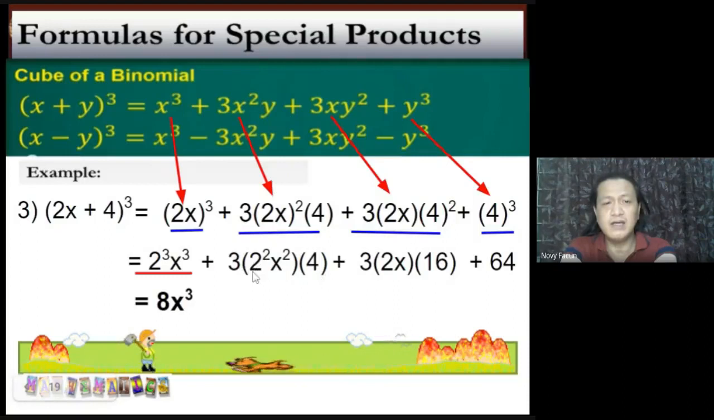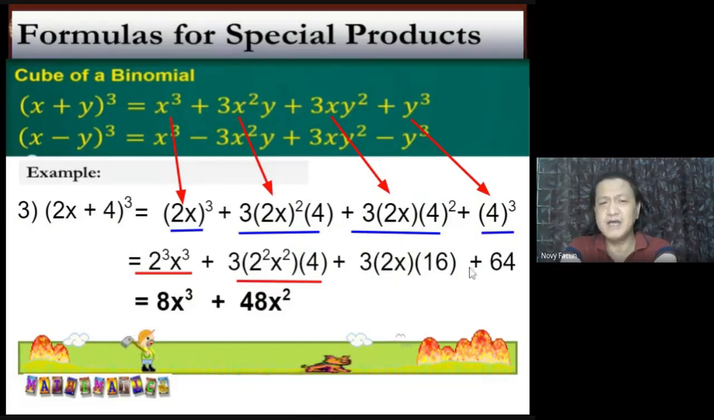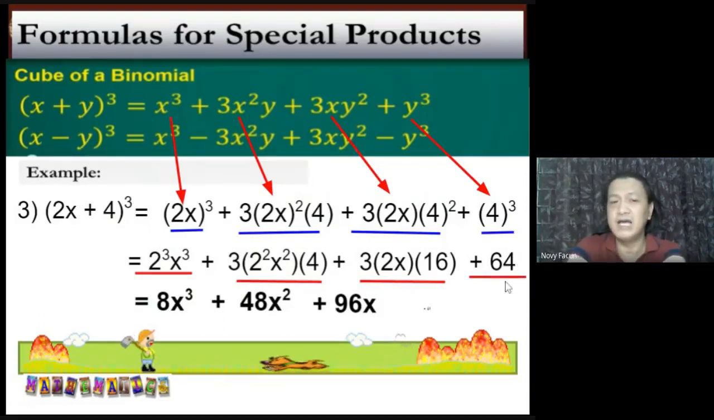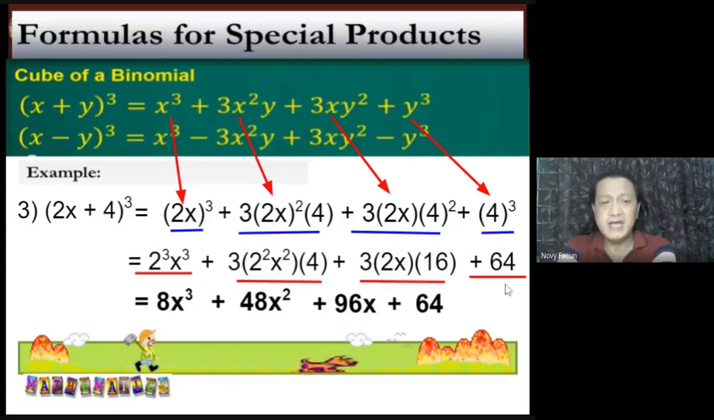Dito naman, that is 2 raised to 2. 4 na yon. 4 times 3, that is 12 times 4, that is 48x squared. Dito naman, 3 times 2x times 16, that will become 96x. And since already simplified yung 64, bring down mo na lang. And that is the final answer: 8x cubed plus 48x squared plus 96x plus 64.